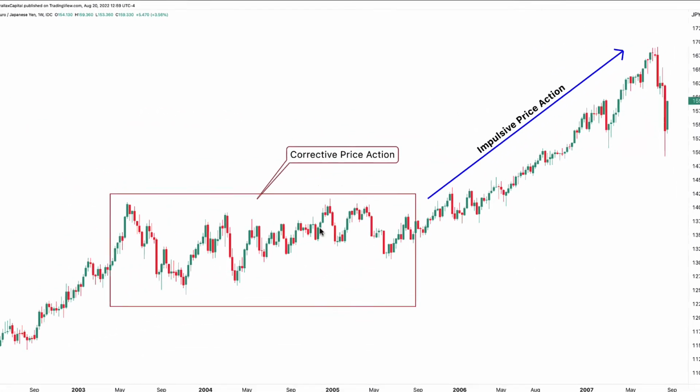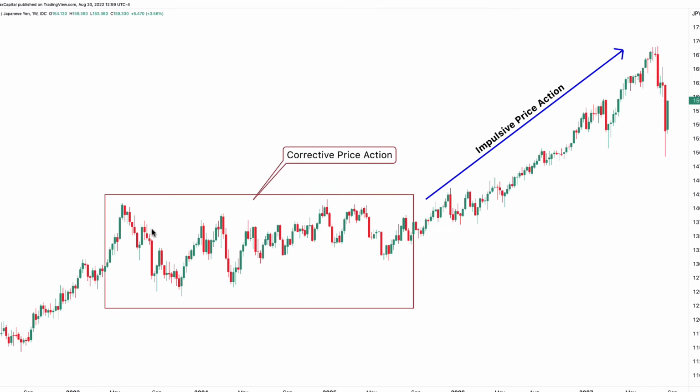So here we have corrective price action, which is correcting through time and it's moving sideways, and then we have the impulsive phase, which is taking off like a rocket. Corrective sequences are the worst sequences to trade. Like I said, they move slowly, they tend to whipsaw back and forth, and there really isn't a sustainable move that you can take advantage of.